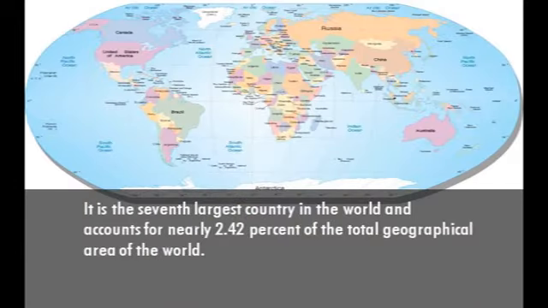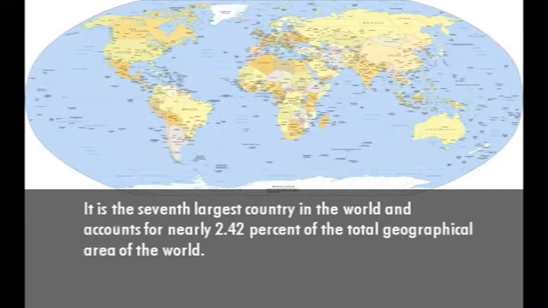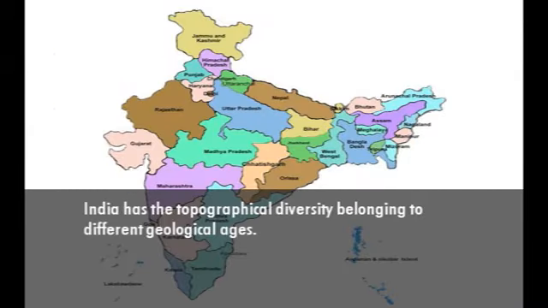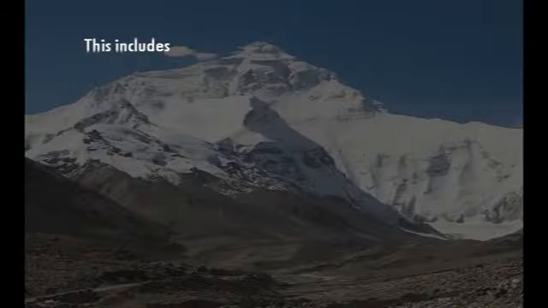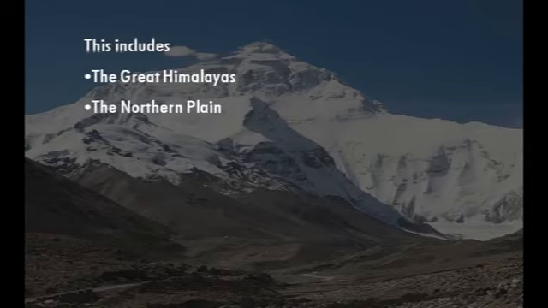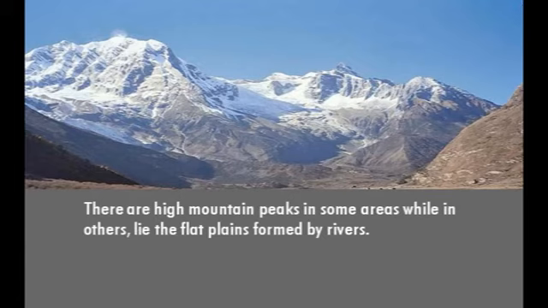It is the seventh largest country in the world and accounts for nearly 2.42% of the total geographical area of the world. India has topographical diversity belonging to different geological ages. This includes the Great Himalayas, the Northern Plain, the Thar Desert, the coastal plains, and the peninsular plateau. There are high mountain peaks in some areas, while in others lie the flat plains formed by rivers.